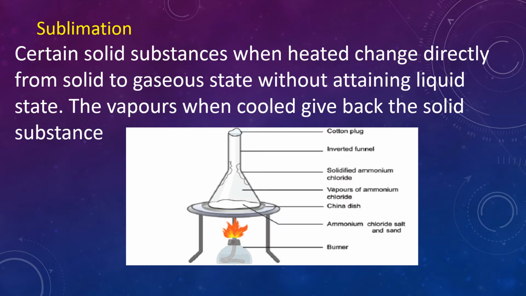You can understand that sublimation is a process in which a substance is directly converted into the vapor state, and when cooled we get the substance back. What we get back is only the pure compound: we place an impure compound and we get a pure compound. So sublimation is also one of the separation techniques.